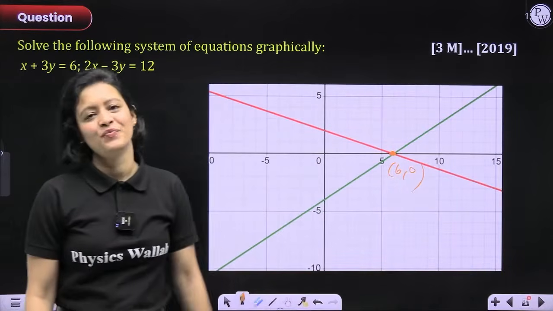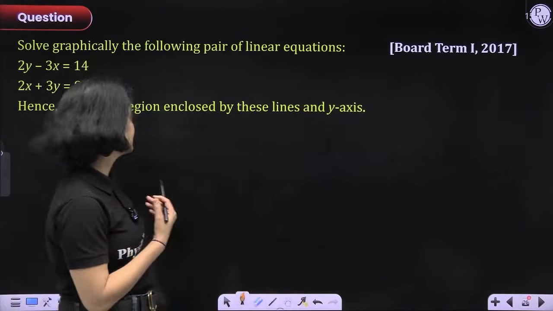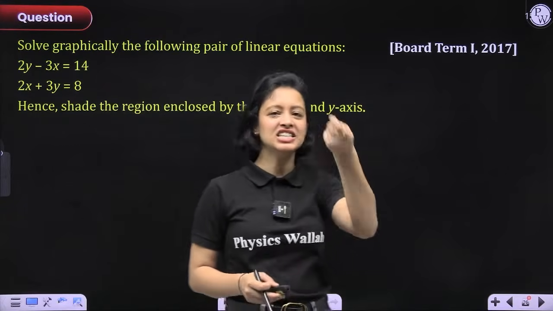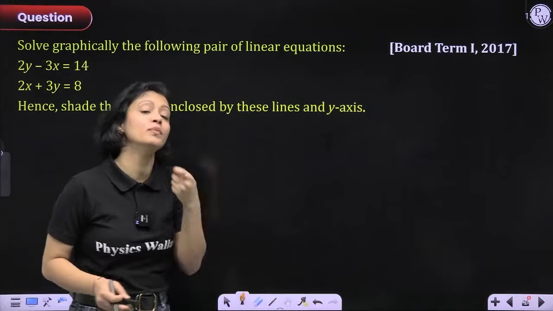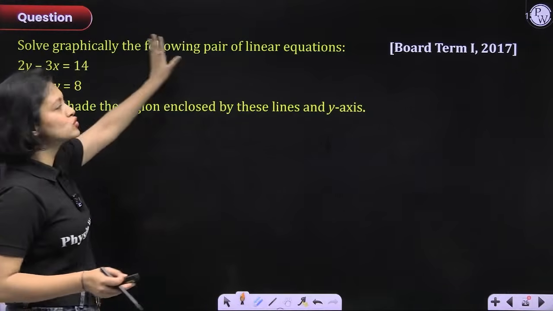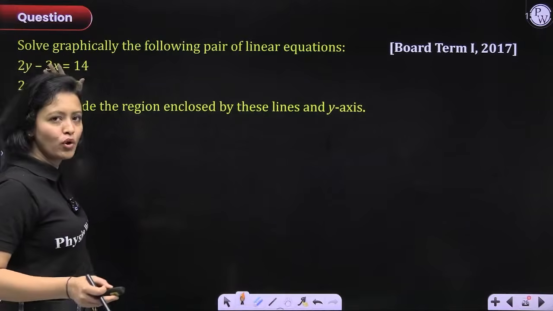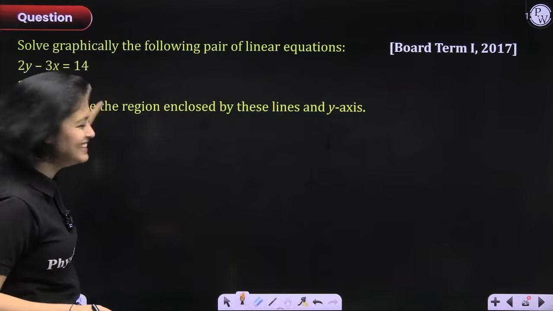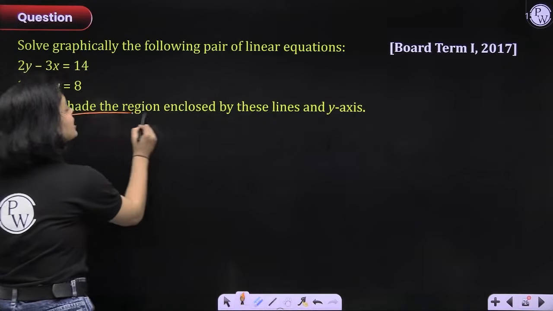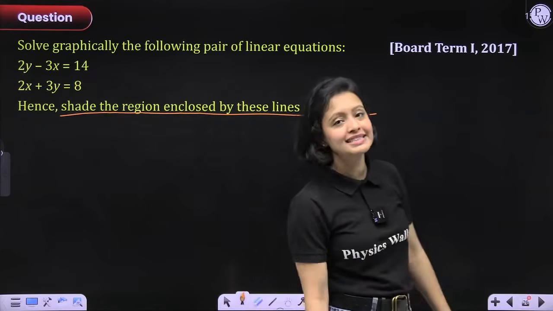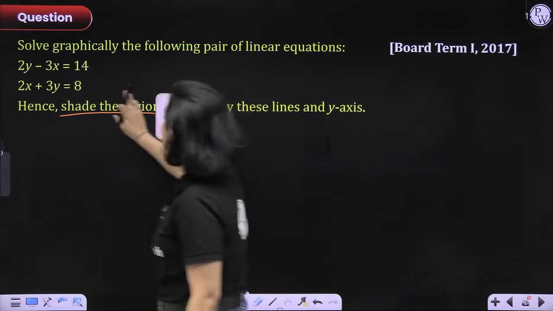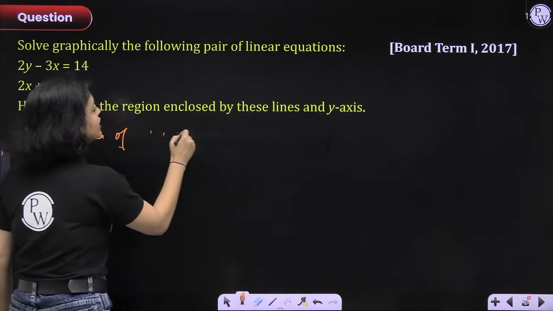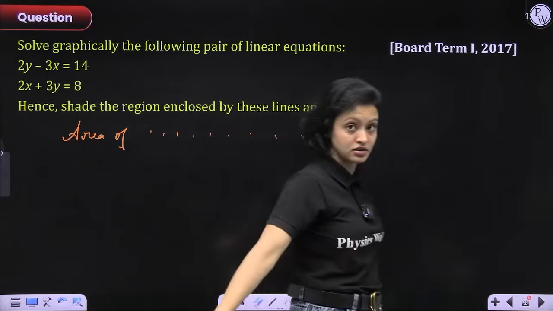Okay, everyone. With that, let's do a question that came in 2017. Now, why is this question important, everyone? Because this question has an additional point which we'll be discussing, and it could be asked in your board exams. The first thing, you have to solve graphically. That means you will have to plot the graphs of both the lines. And finally, you will have to shade the region enclosed by these lines and the y-axis. Or you could also be asked the area of the region enclosed by these lines and y-axis. This could also be asked in board exam.